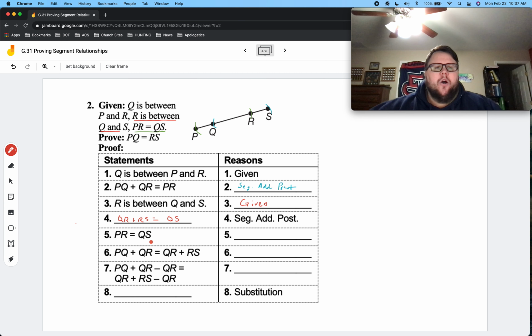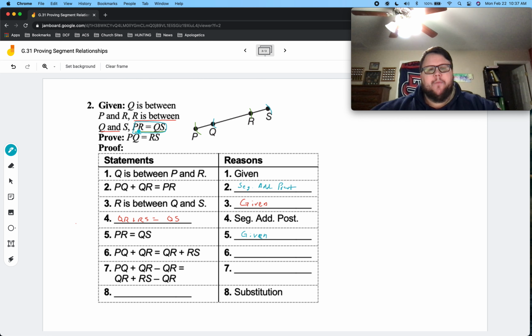Now they say PR equals QS. Well, where did we get that from? PR equals QS. That is right there again. So that is in the given. So when it's given, we don't prove it. We just say it's already told to us. So given. So we have PQ plus QR equals QR plus RS.